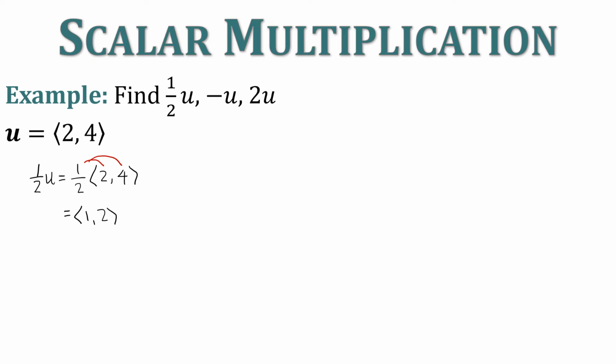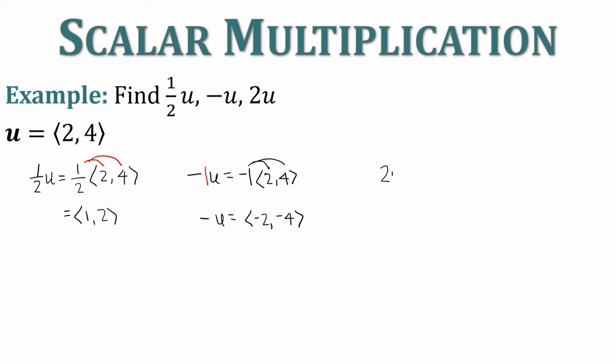Okay, next, what if I want to find negative u? We understand that negative u is the same thing as negative 1u. Therefore, I need to multiply the entire vector u by negative 1. So 2 and 4 by negative 1. Once again, I'm going to distribute that in. So negative u equals <-2, -4>.